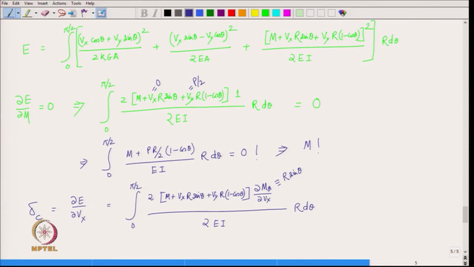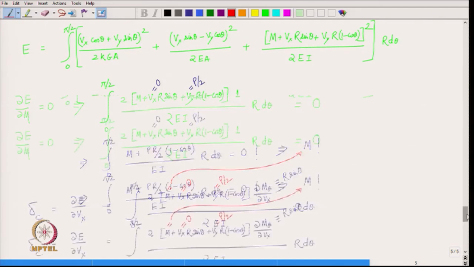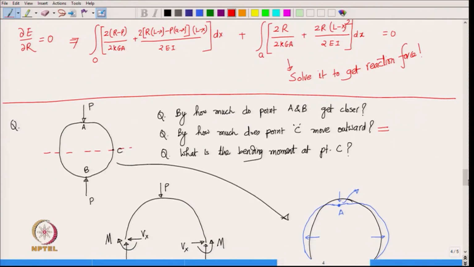And in the final expression we simply have to set V x equal to 0, okay, because we know that V x is equal to 0 and V y equal to p by 2, and bending moment m we have already found out from here, correct. So, when we substitute all of them and integrate, then we obtain the deflection of point C, all right.